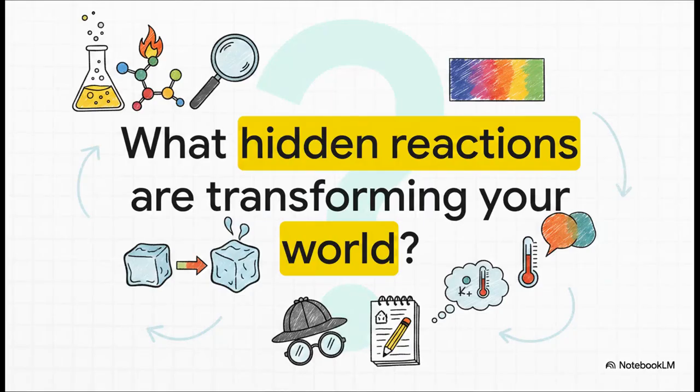So, as we wrap up this explainer, I really want you to take a look around. You are now officially equipped with the clues. You know to look for changes in state, color, gas, and temperature. You understand how elements combine, release heat, and break apart. Knowing all of this now, what hidden chemical reactions are silently transforming the world around you right this very second?